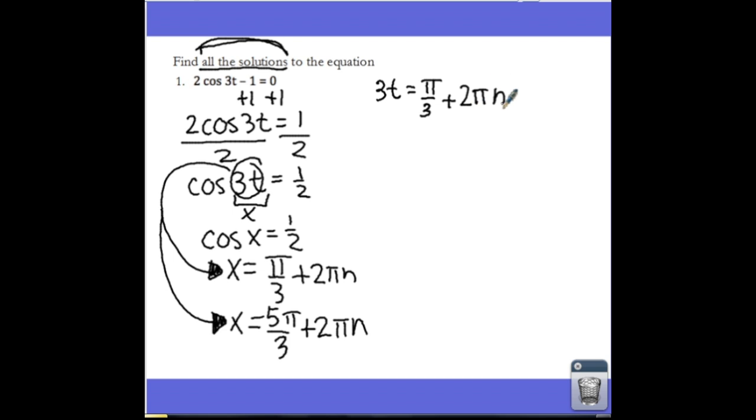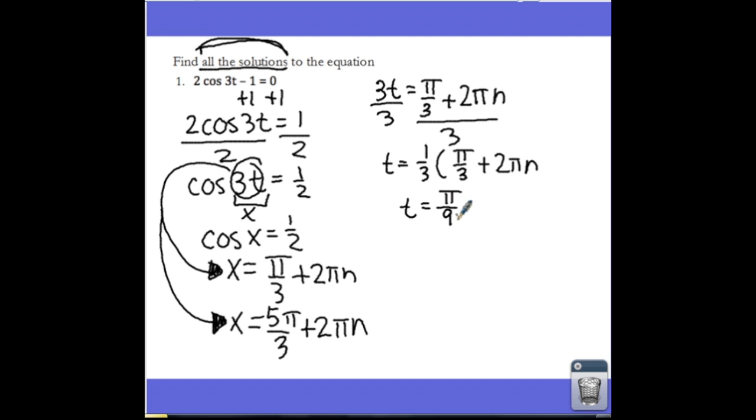So now we're going to solve for t. We'll divide by 3 on both sides, and that gives us t equals 1/3 times pi over 3 plus 2 pi n, since dividing is the same as multiplying by a fraction. Then you'll distribute the 1/3, and you have t equals pi over 9 plus 2 pi n over 3.